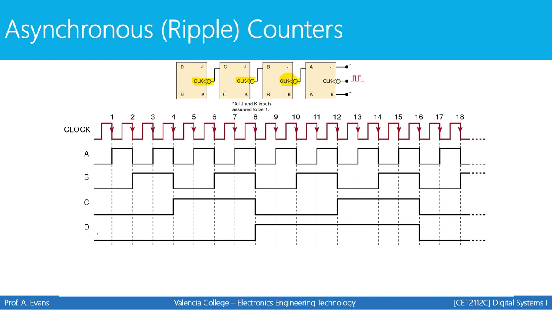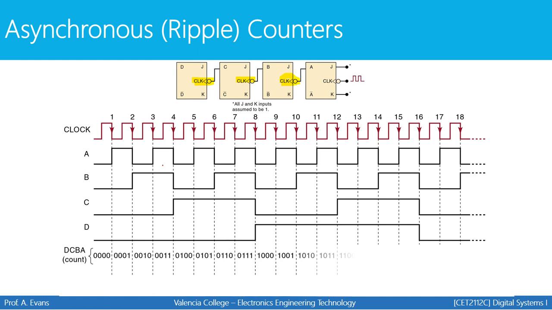So look at the output right now for this moment in time. Output D is 0, 0, 0, 0. These are all 0. Next, we have 0, 0, 0, 1. Next, we have 0, 0, 1, 0. Next, we have 0, 0, 1, 1. If you notice a pattern here, that's counting up in binary.